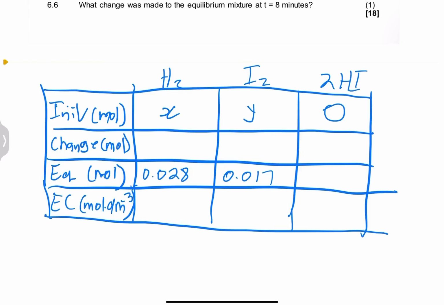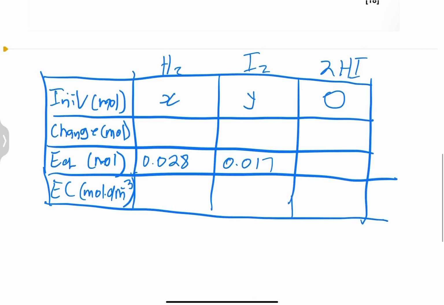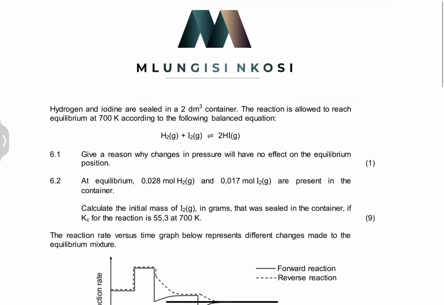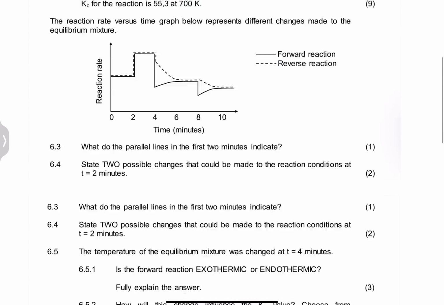Now, what I would like for us to do is work out the amount of hydrogen iodide at equilibrium. But first, we need to find the concentration of both hydrogen and iodine. Remember that concentration is number of moles over volume. Our volume, remember, is given as 2 cubic decimeters.